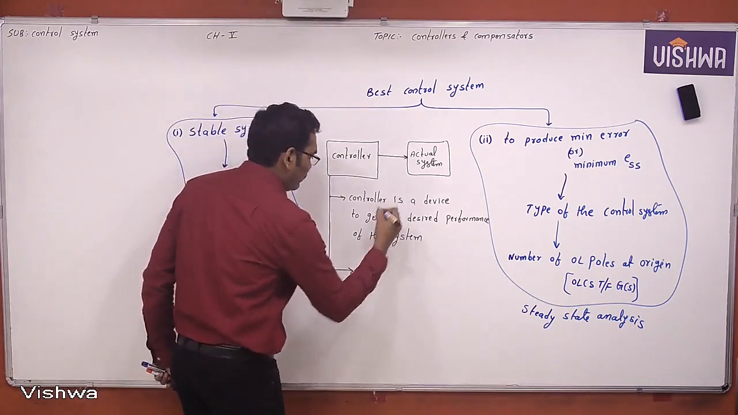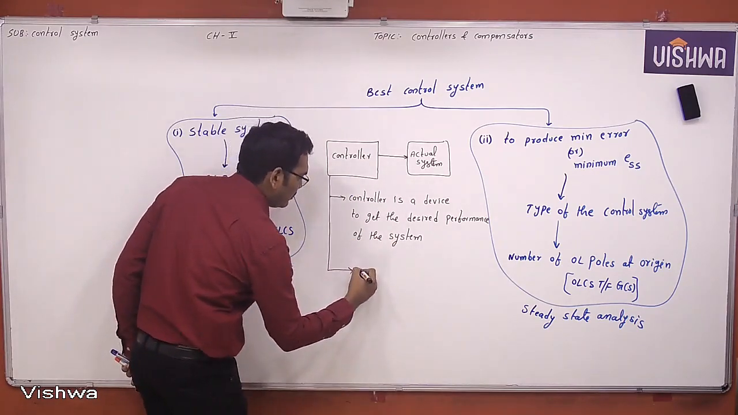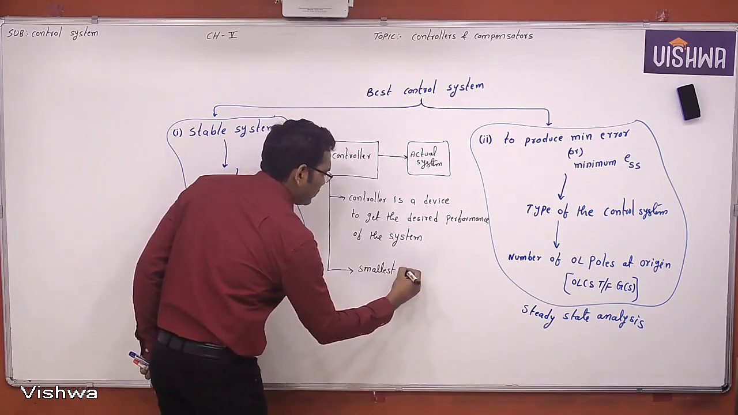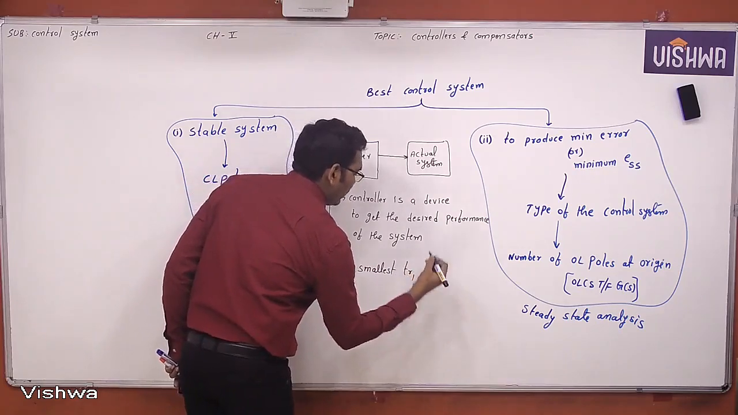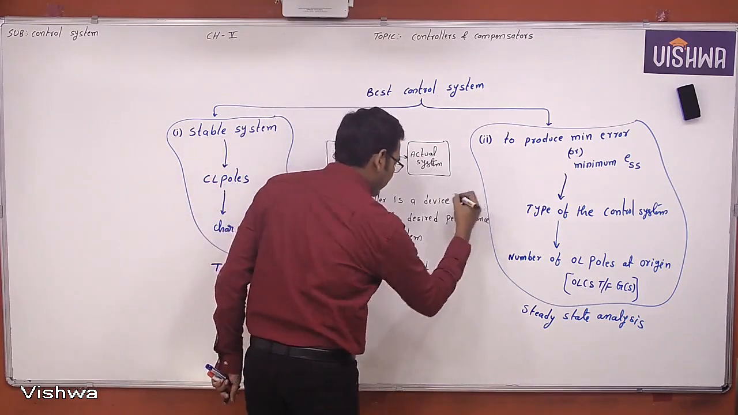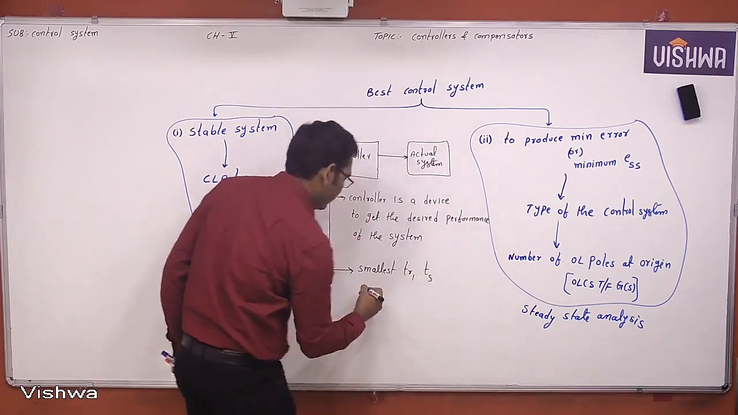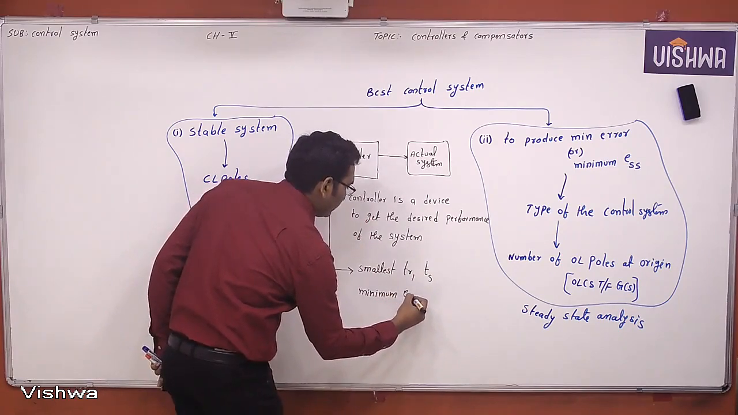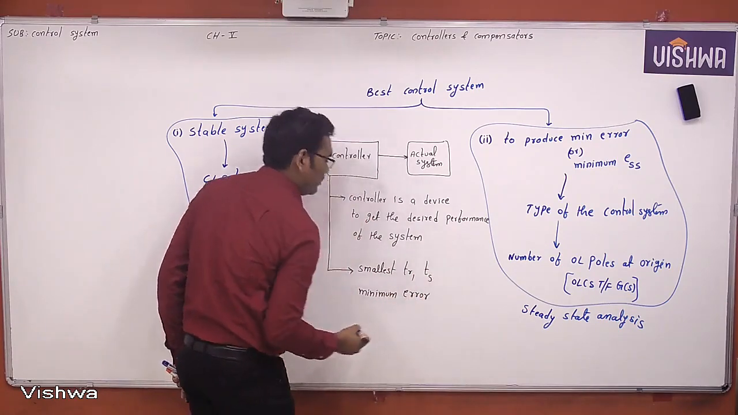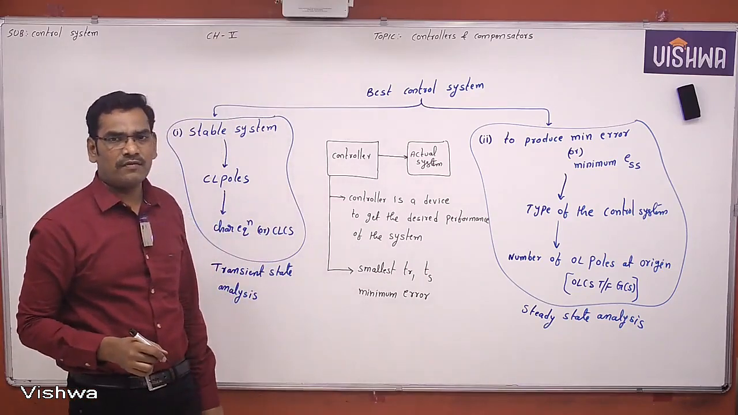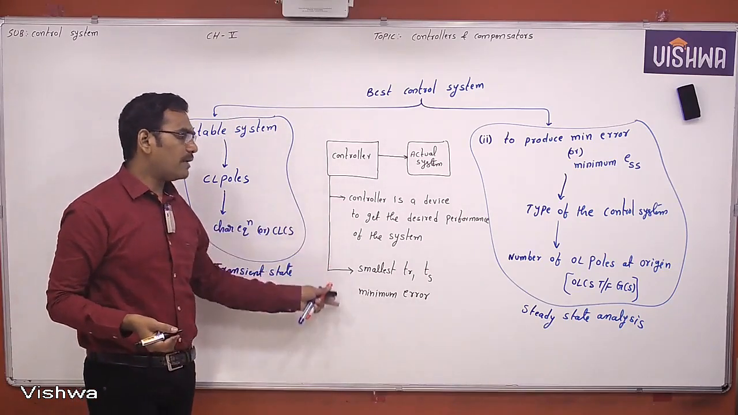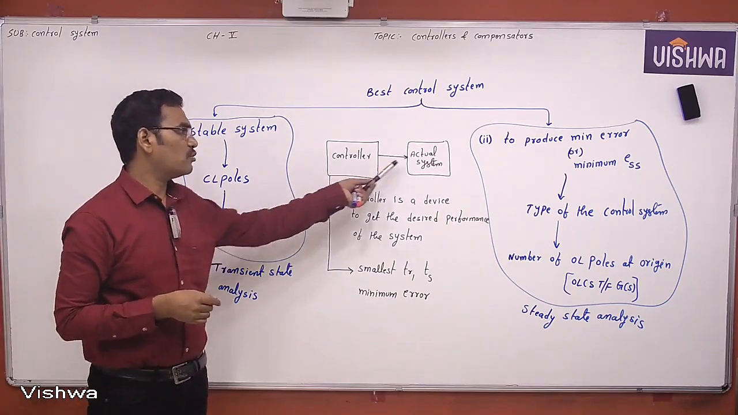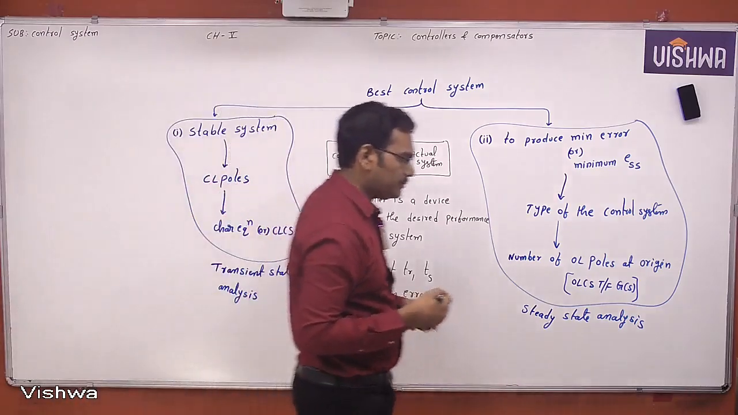Okay. So the best system is nothing but one with the smallest rise time, smallest settling time, and minimum error or minimum steady state error. These are the best characteristics of a system. We require these characteristics, so we use the controller with the actual system. Okay, no doubt.